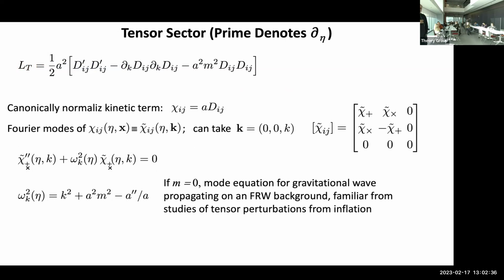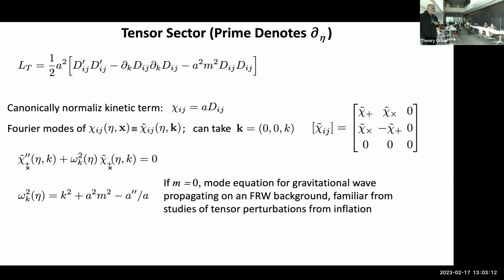So let's look at the tensor sector, and prime will denote d by d eta, where eta is conformal time, with the SVT decomposition of the massive spin two mode. This is what the Lagrangian looks like. And we want a canonically normalized kinetic term. So we don't want the A squared here. We want the kinetic term to be canonically normalized because we're going to impose canonical quantization relations. So we want the momentum to be canonically normalized.